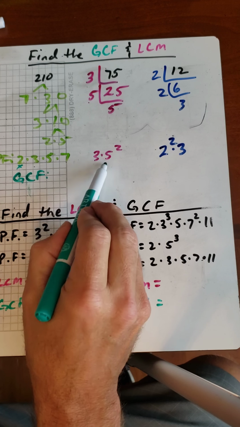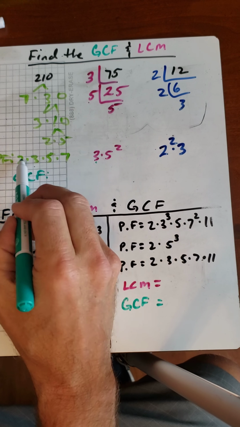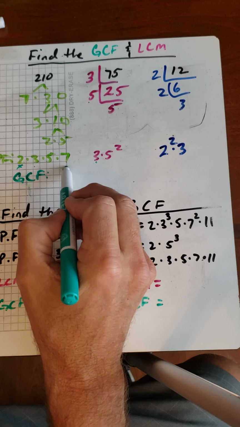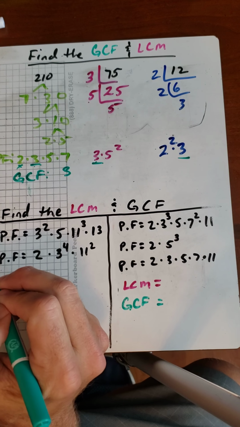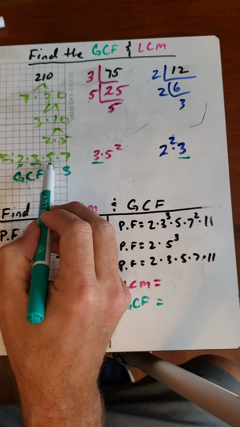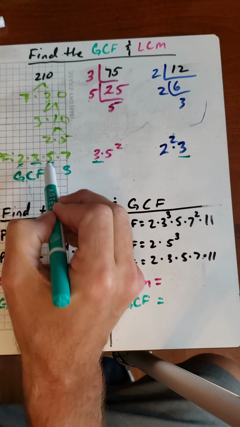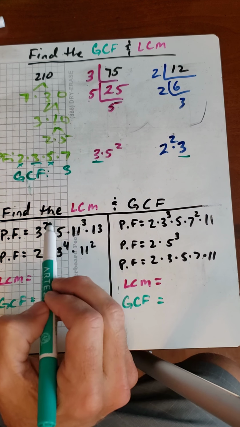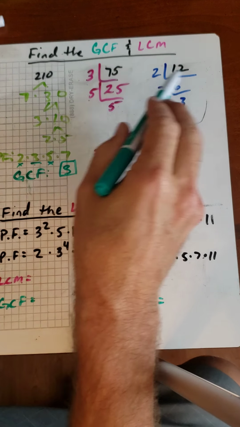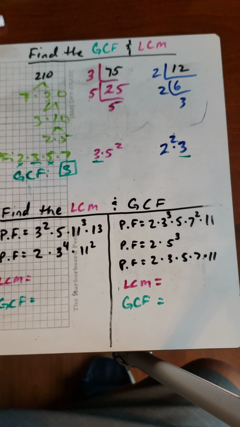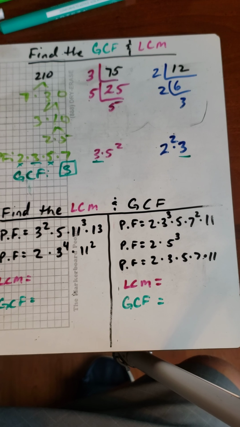Do I have a 3 in all 3? Yes, I do. So this one didn't have the 2. That's why I didn't use it. That one did and that one did, but I needed all 3. So the 3 is in all 3. So there it is, and there it is. Okay? And then do I have a 5? I have a 5 here, I have a 5 here, but not a 5 there, so I don't use the 5. Do I have a 7? Well, clearly I don't. So the GCF is 3. The greatest common factor for these 3 numbers is 3. Okay? Then we're going to look at the LCM.